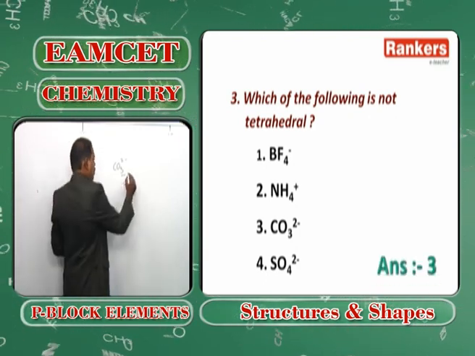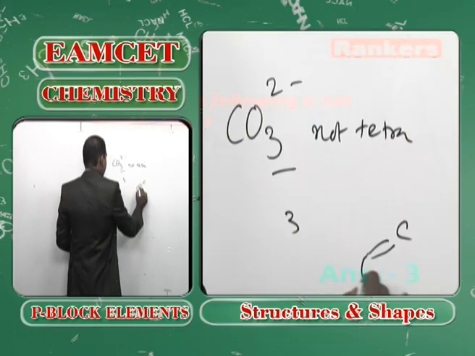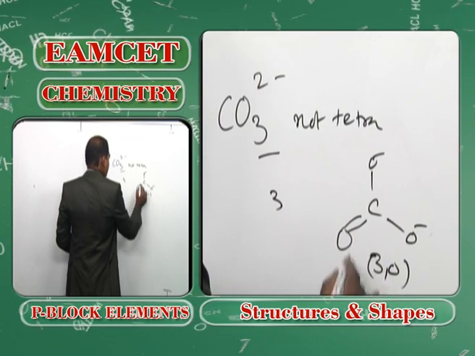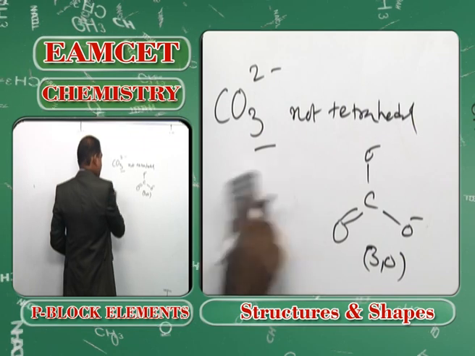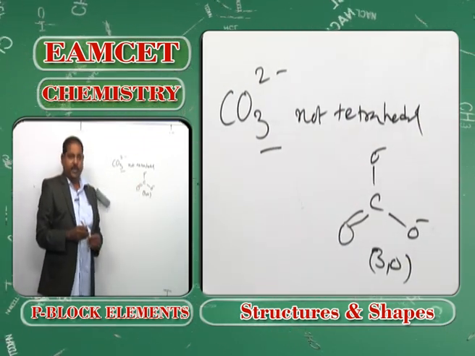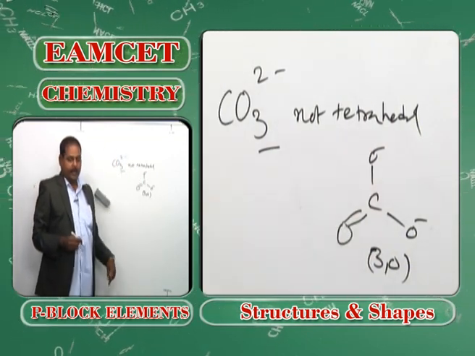Carbonate is not tetrahedral. And what is carbonate? Carbonate is trigonal planar. Why? 3 bond pairs, no lone pairs. It is not tetrahedral, and that serves our purpose. That is the answer. But you should know what shape this one is. All others being tetrahedral, this one has 3 bond pairs, no lone pairs. You go back. Next question.